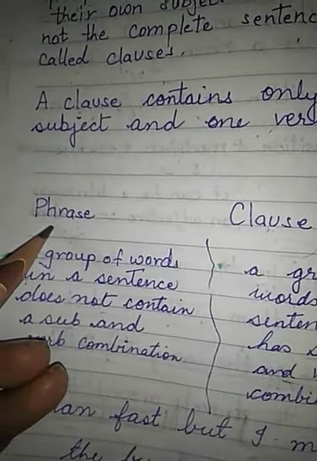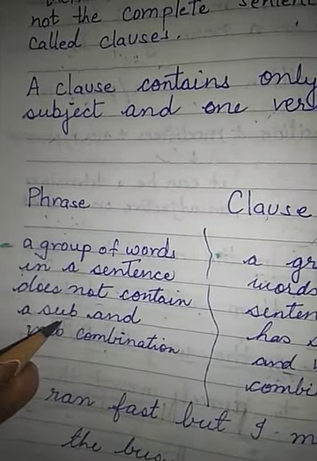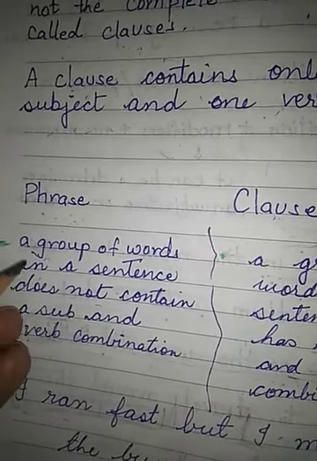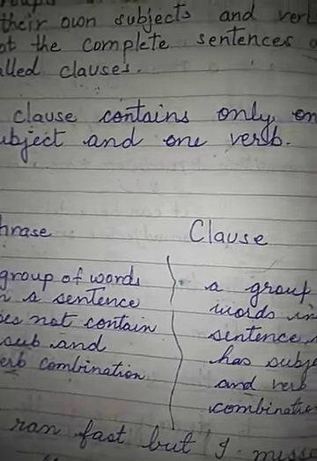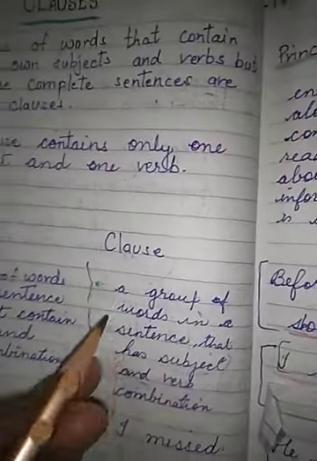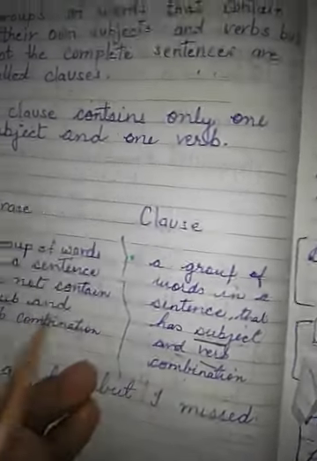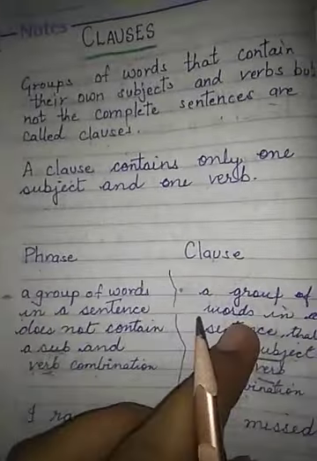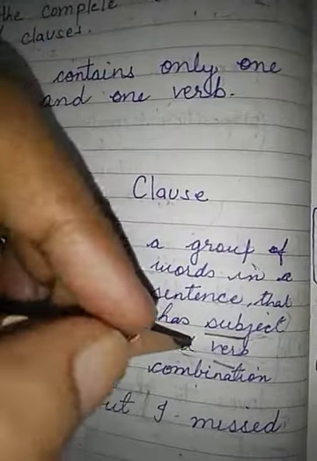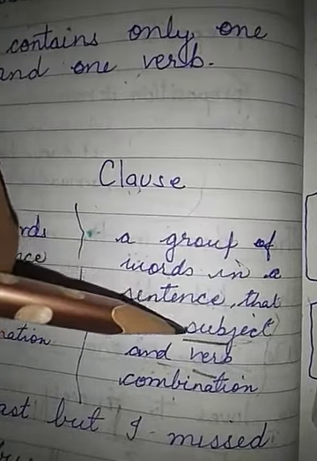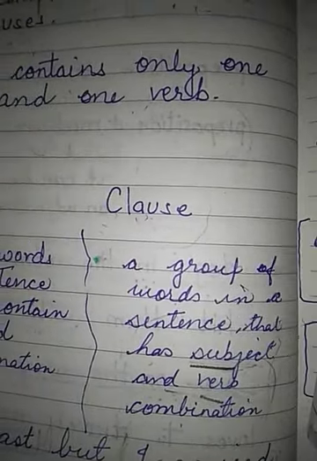Phrase, you have already studied about it. A phrase is a group of words in a sentence that does not contain a subject and verb combination. But a clause is a group of words in a sentence that has a subject and verb combination. So this is the main difference between phrase and clause.